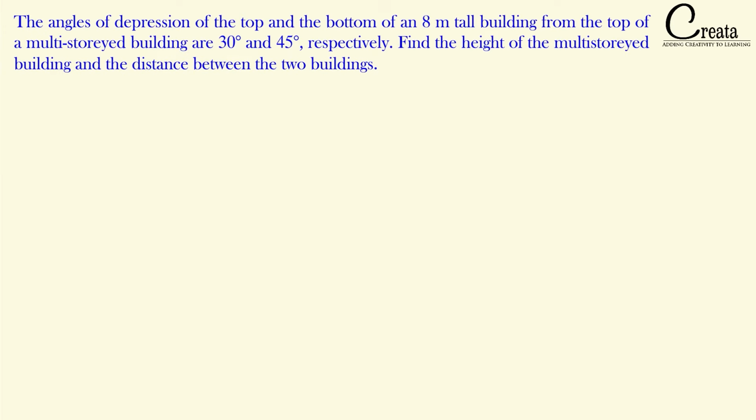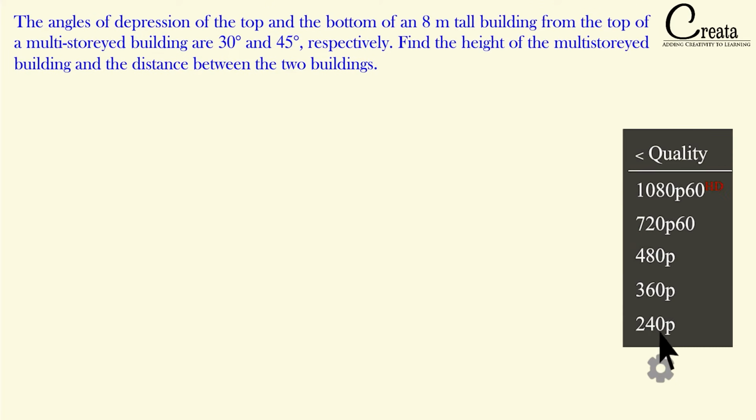The question is, the angle of depression of the top and the bottom of a 8-meter tall building from the top of a multi-storied building are 30 degree and 45 degree respectively. Find the height of the multi-storied building and the distance between the two buildings. So this is the question.